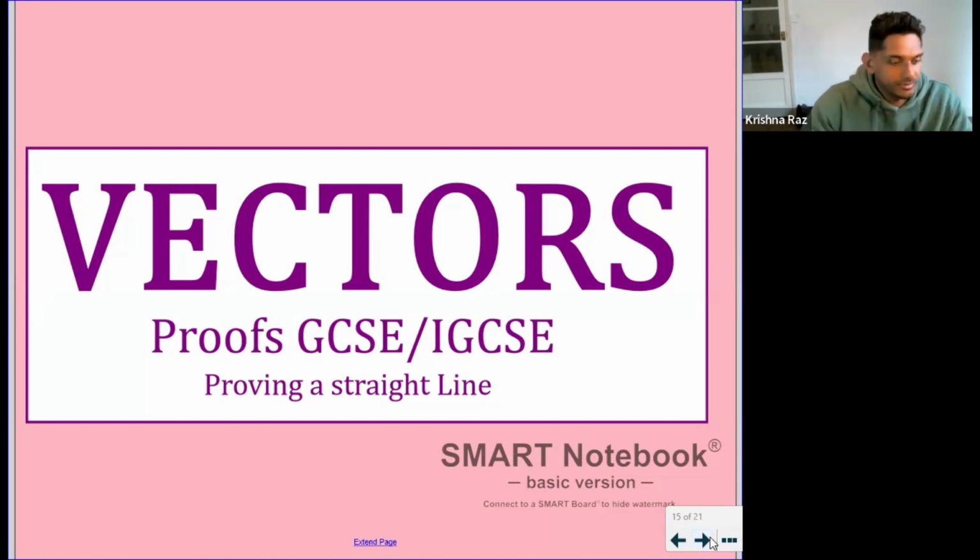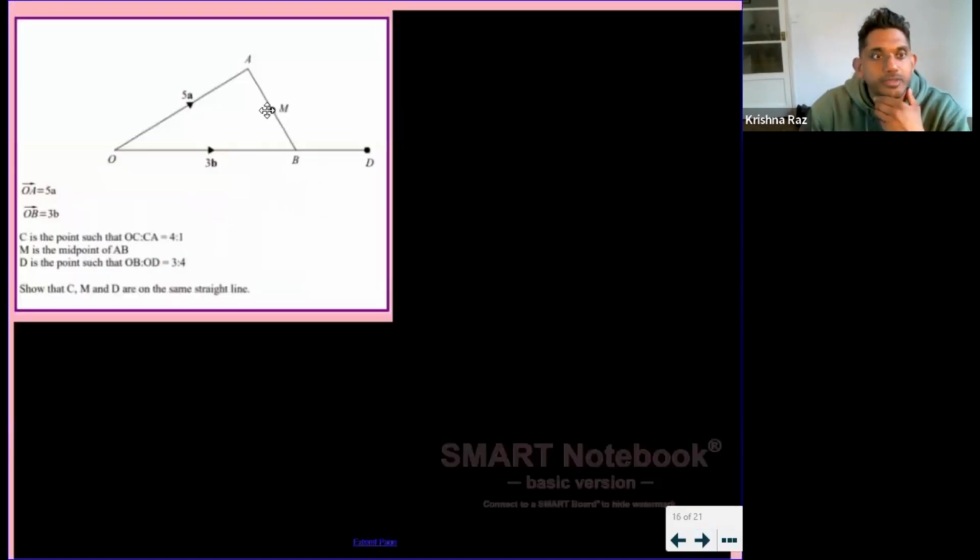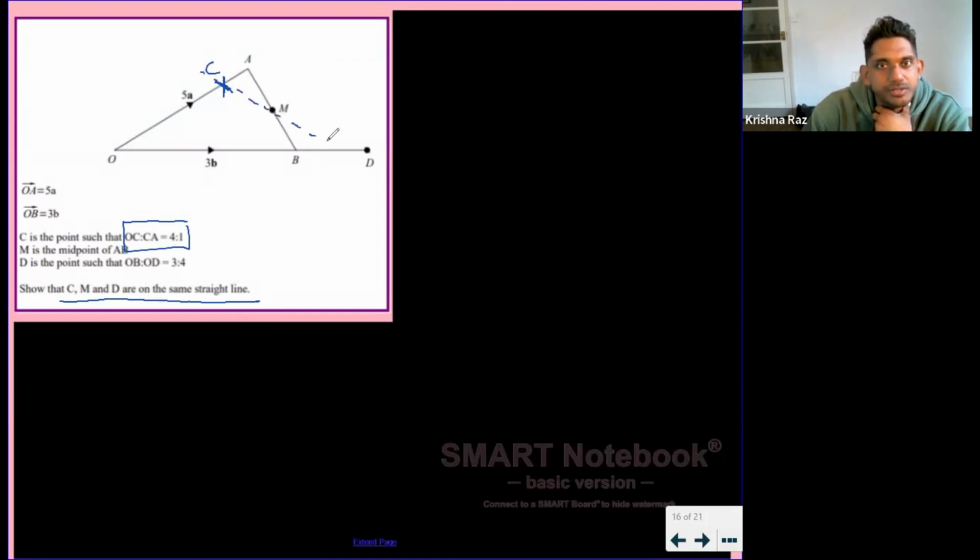So first thing to do is read the question, and you can see in this question we have been given a point such that OC to CA is 4:1. So they're saying there's a point here called C, and that point forms a line with the points M and D that we're hypothesizing that we need to show is straight. Yeah, so the principle of this is pretty straightforward.